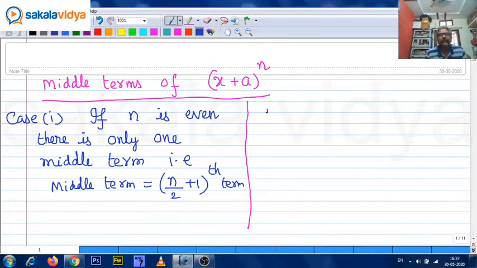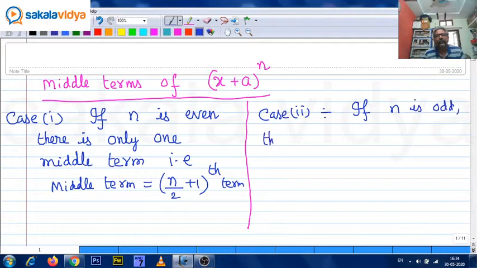Next one is case 2. Case 2 means if n is odd, then there are two middle terms.